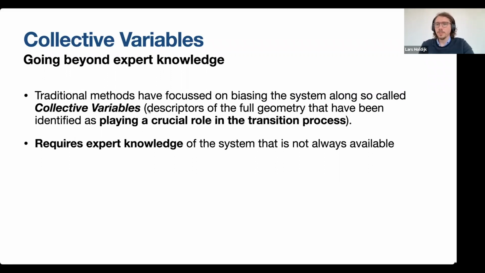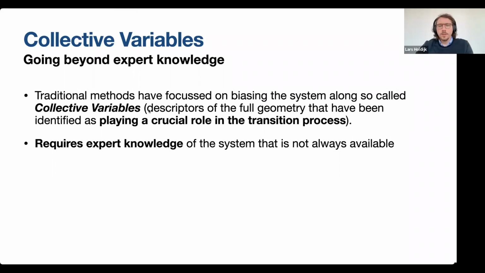Hannes, question? Yeah, so Lars, I thought one of the main purposes of doing transition path sampling is to find collective variables. So why are you saying that we do transition path sampling with collective variables?